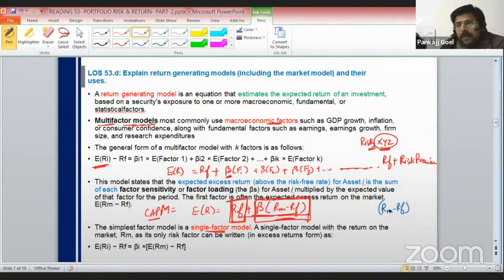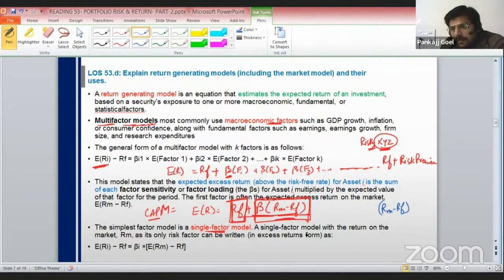Agar koi market mein, maan lijiye mujhe Indian markets mein invest karna hai, to main kisi ek specific security ki baat nahi kar raha hoon. Main kehta hoon, agar maine Indian market mein invest kiya, Indian market mein invest karne ka matlab broad index le lijiye koi bhi, to mujhe kitna extra return milta hai on an average risk-free return se?